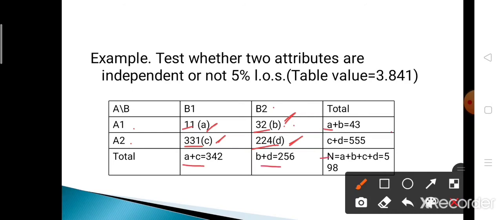So here A plus B, that is 11 plus 32, that is 43. Then 331 plus 224, that is 555. Then A plus C, that is 11 plus 331, that is 342. Then B plus D, that is 32 plus 224, that is 256. And capital N, that is 11 plus 32 plus 331 plus 224, the value is 598.